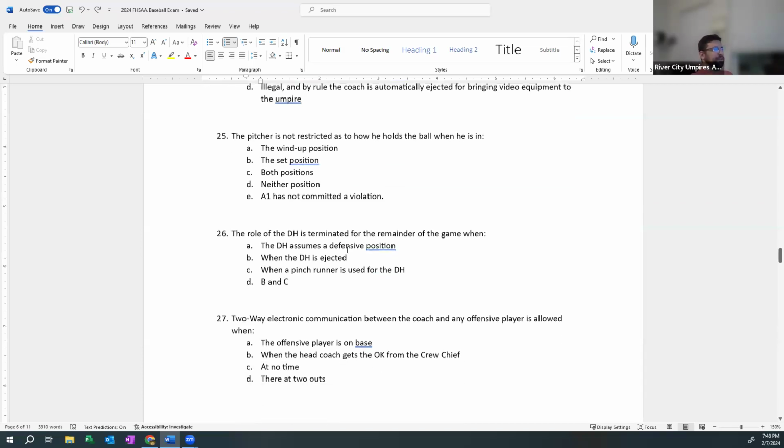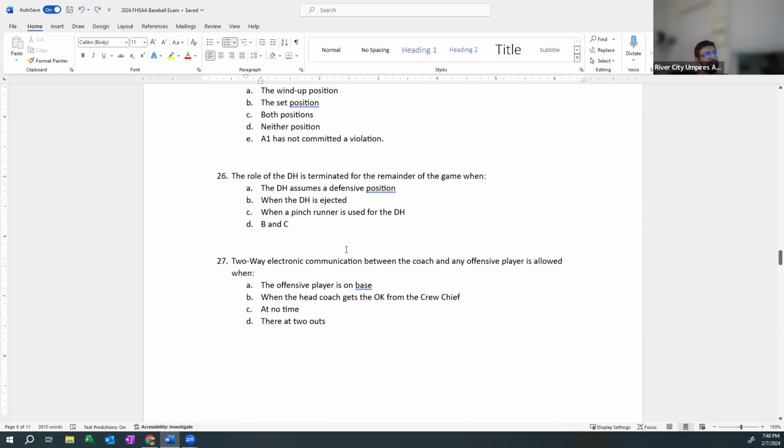All right, this is everybody's favorite one. We spent half a session on this one. The role of a DH is terminated for the remainder of the game when... when is the role of the DH terminated? This is not telling you what type of DH. It is A. A is the best answer here.